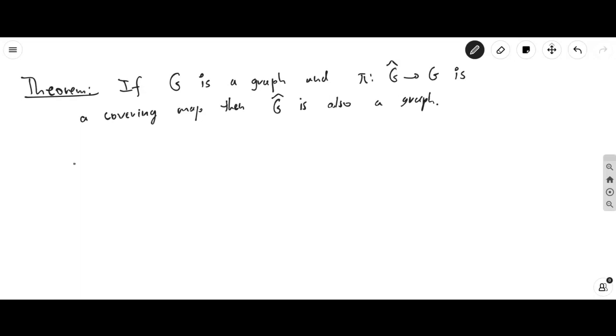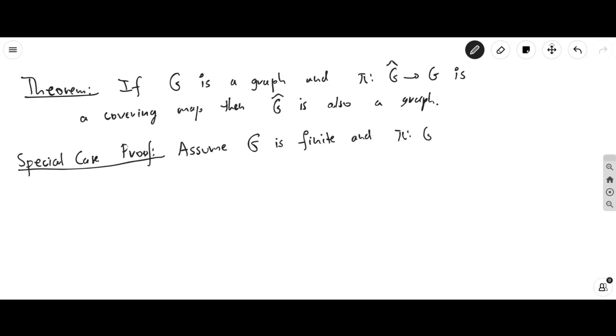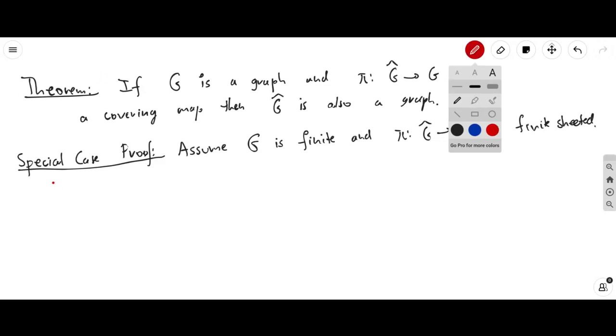And we're going to prove it in the special case. So this is going to be the special case proof. We're going to assume G is a finite graph, and pi from G hat to G is a finite sheeted covering. If you want to prove this more generally, you can do it, but it's going to be a little bit trickier because you have to use the more general definition of what it means to be a graph with an arbitrary indexing set.